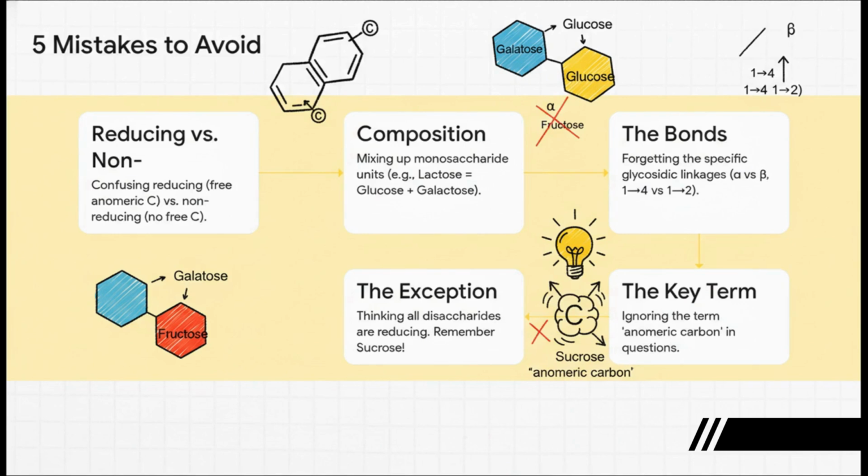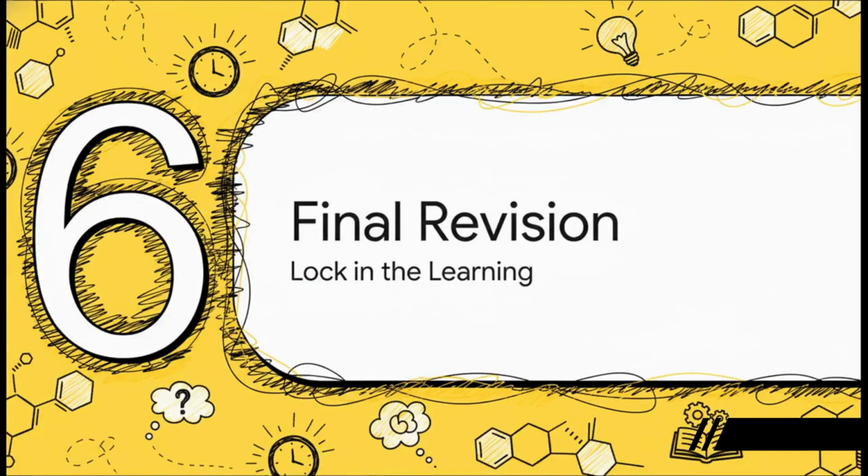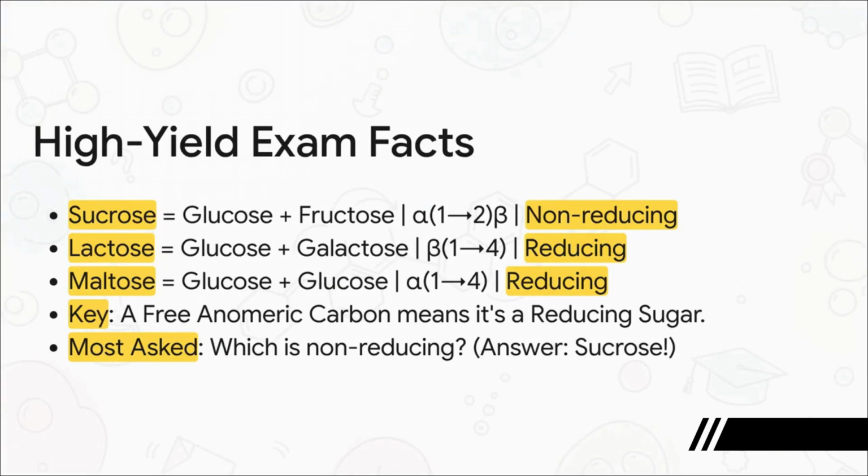And finally, the biggest trap of all, mistake number 5, thinking all disaccharides are reducing. They're not. Remember our old friend sucrose? It's the big exception. Don't fall for these. All right, we're in the home stretch. It's time for a final 2-minute super fast revision to really lock all of this into your brain. This is the stuff you want fresh in your mind right as you walk into that exam. Okay, let's go. Rapid fire.